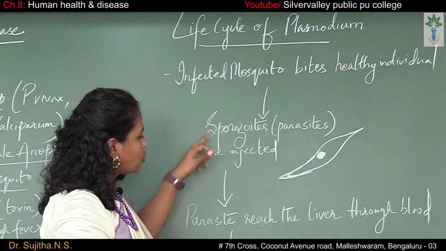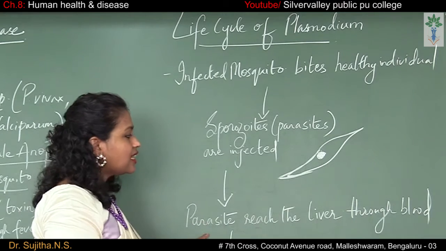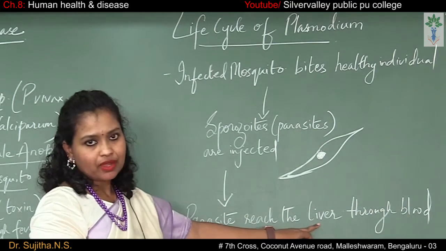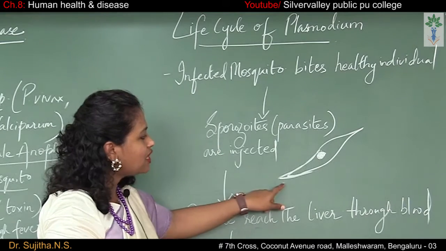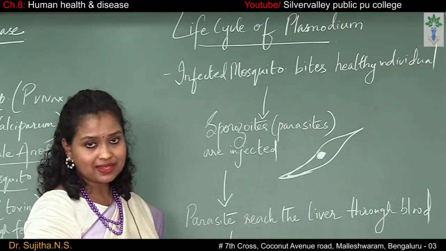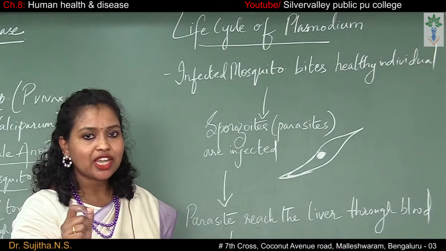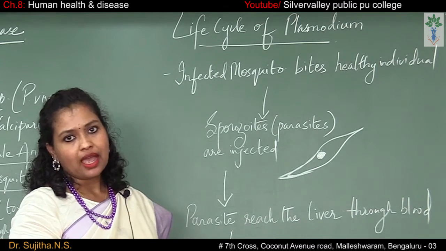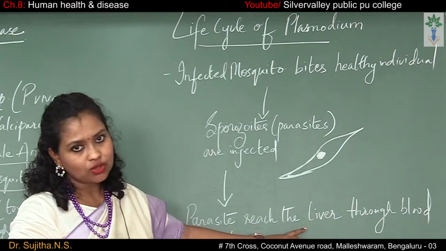And when these sporozoites are injected inside the body of an individual, they reach the liver. So what are these sporozoites? Sporozoites are nothing but spindle shaped cells. It is a parasite in a highly infectious stage. It is one of the stages of the Plasmodium. And this sporozoite reaches the liver through the blood.